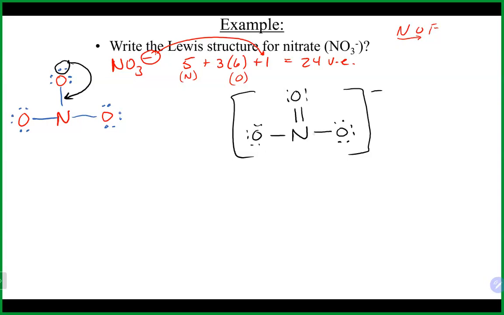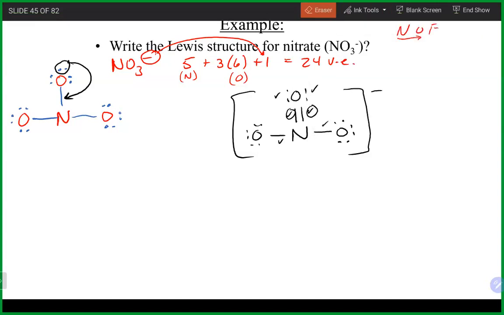everybody is good. My nitrogen now has 2, 4, 6, and 8. The oxygen that's double bonded has 2, 4, 6, and 8. So it's good. And obviously the oxygens on the sides are still good with the 8 that they started with. Any questions on making the double bond there?